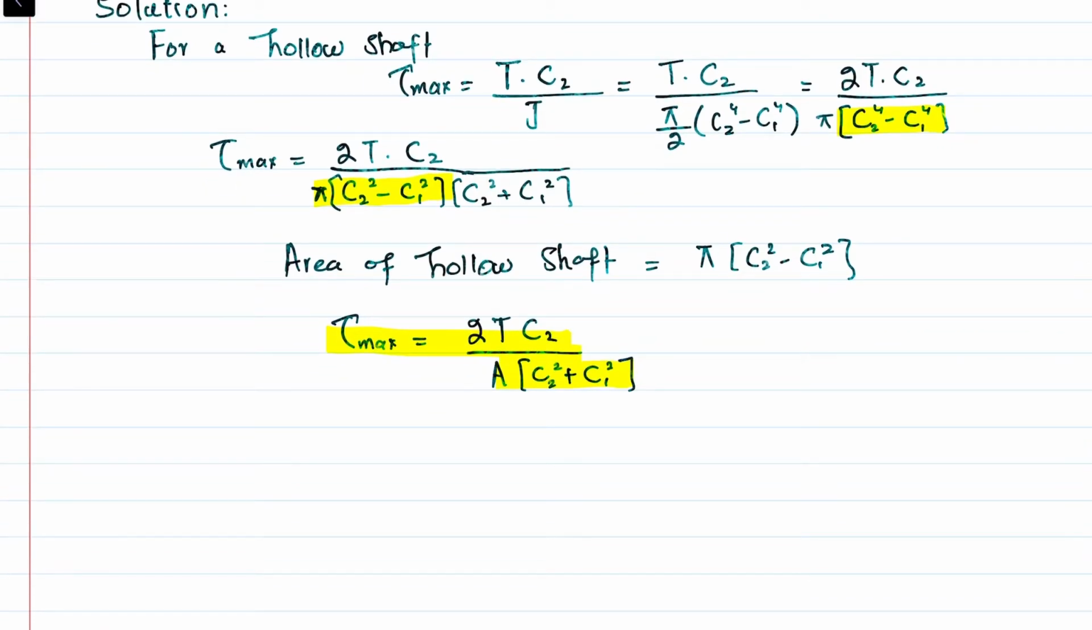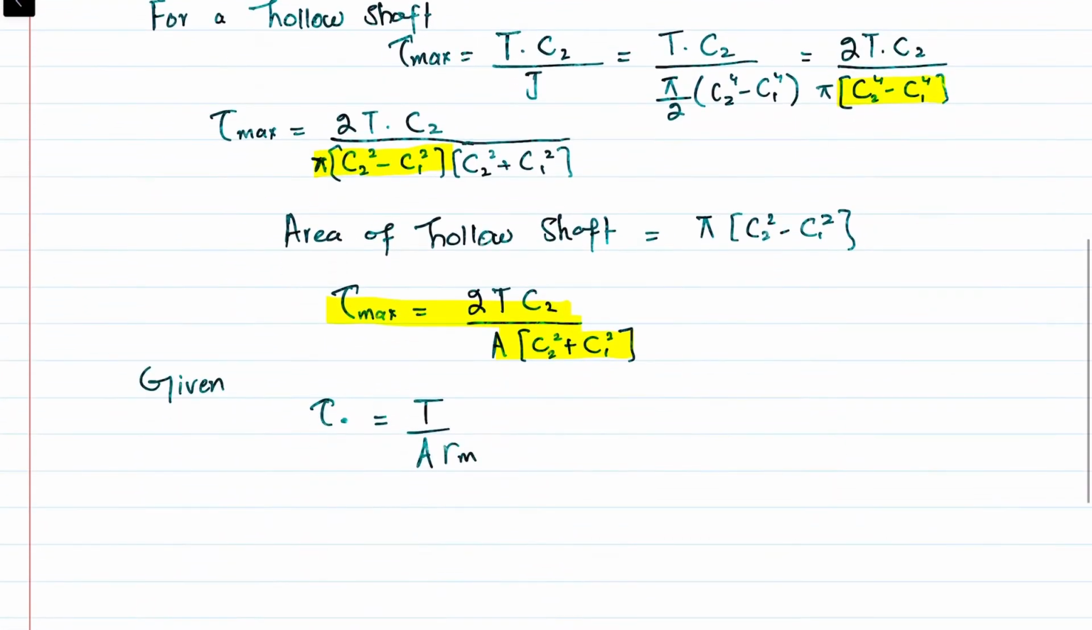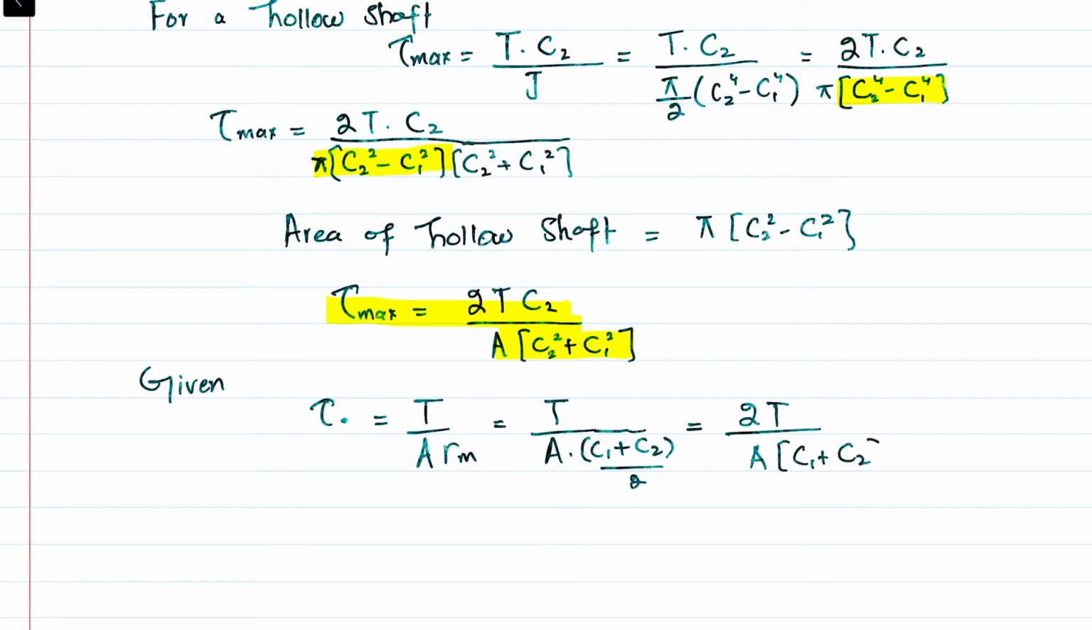Now, by definition, or as given, tau naught is equal to T over A Rm. I will show you here, it is written that given T. So what we have to do is put in the value of Rm. A into Rm is A into C1 plus C2 divided by 2. So from here you will get tau naught equal to 2T over A into C1 plus C2.